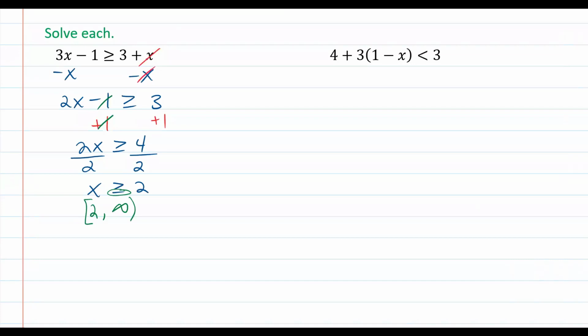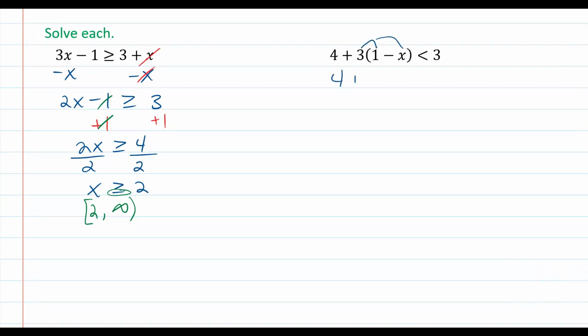Now let's go to our second inequality, which is 4 plus 3 times the quantity 1 minus x is less than 3. Now I'm going to pause right here and tell you what not to do. So what I see, unfortunately, people do is they want to combine the 4 and the 3. They want to take 4 and add it to 3 and then apply the distributive property. Please don't do that. You will get an incorrect answer every single time. Instead, what you should do is apply the distributive property first.